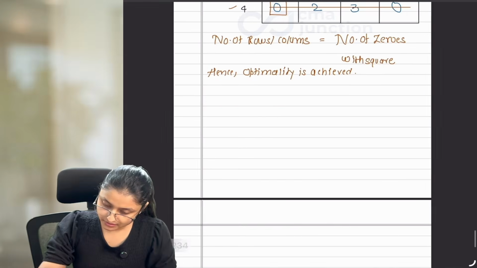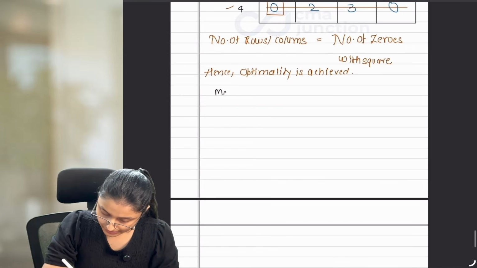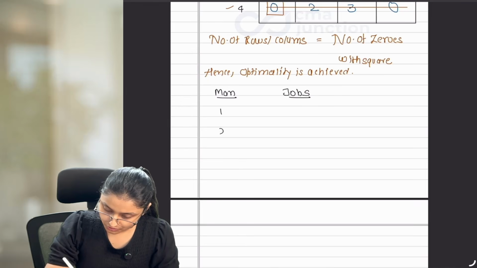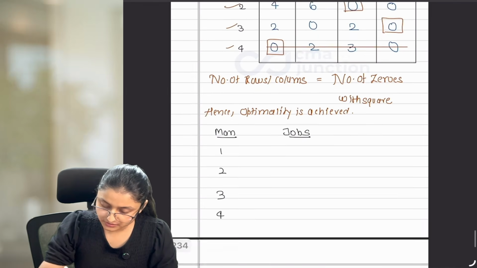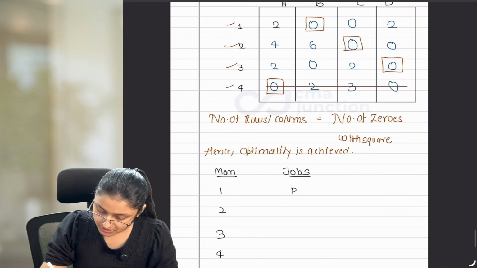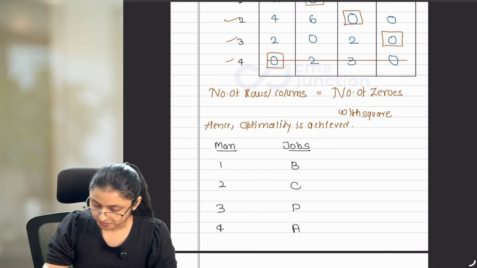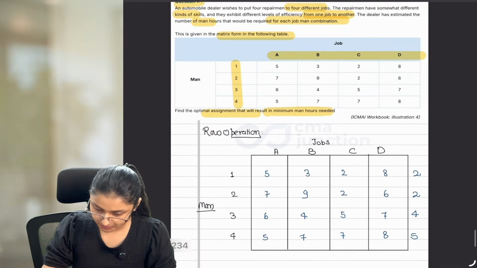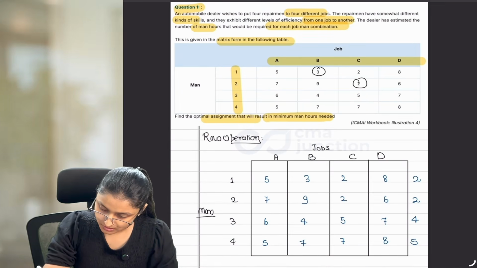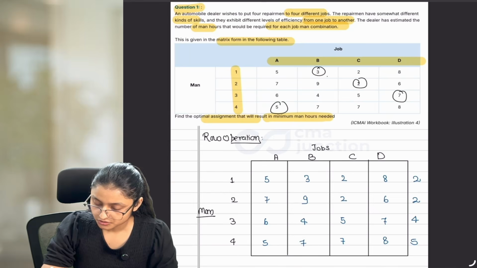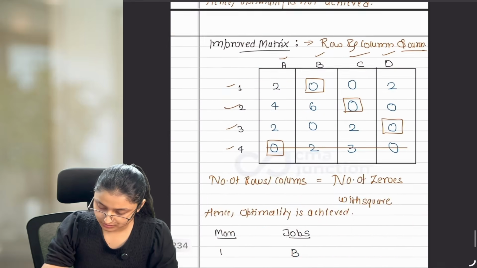Men and jobs are there. 1, 2, 3, 4 are the men, and jobs are B to 1, C to 2, D to 3, and A to 4. B, C, D, A is what we have to take. B, C, D, and A. 3, 2, 7, 5 is the answer.